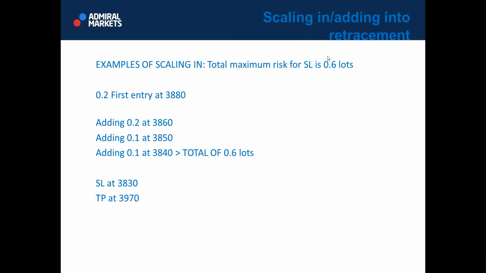Or the second thing is you are not able to scale in properly. That is what I call adding into losers. Adding into retracement is another thing, because if you add into retracement, you know where your stop loss is, and you're basically dividing your overall risk across several positions. But you're adding into losers if you are entering a trade which doesn't have a stop loss. That is adding into a losing trade.